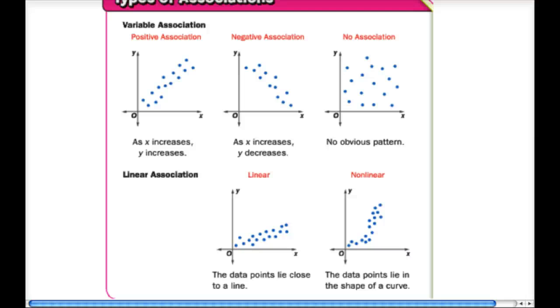Wait, but wasn't the TV one negative? Oh yeah, the TV one was negative. You're right. The first example, one of them was negative, one was positive. Yes, thank you. I thought it was positive. The viewers, that was a negative relationship.